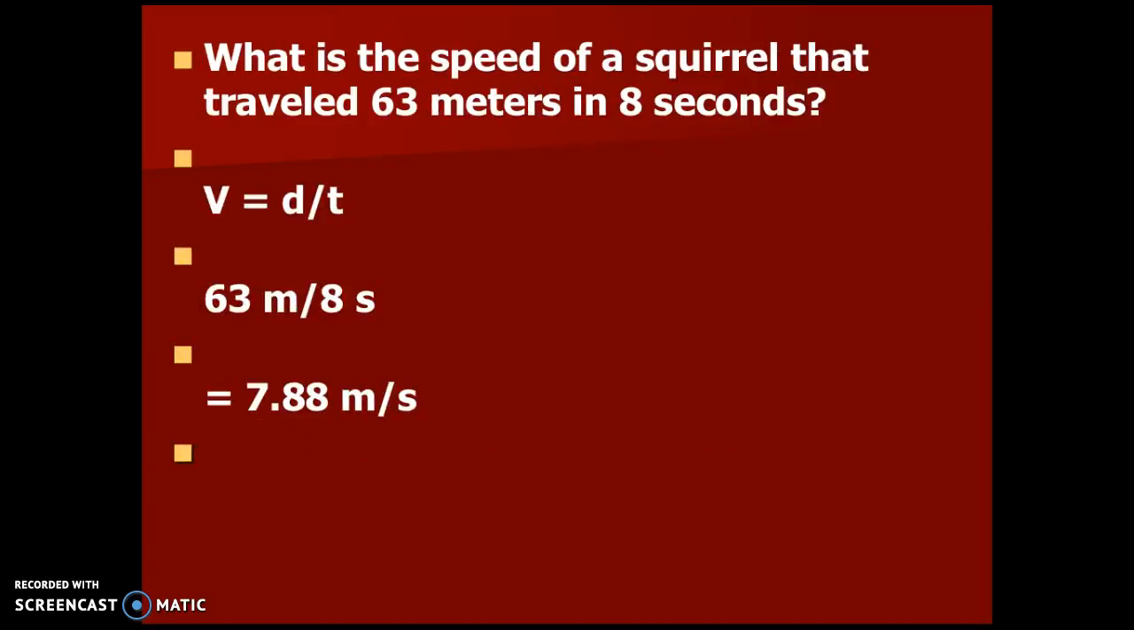So an example problem, what is the speed of a squirrel that traveled 63 meters in 8 seconds? You will cover up the V on your triangle to give you V equals D divided by T. You would take the distance of 63 meters divided by the time of 8 seconds, and it should give you 7.88 meters per second for this speedy little squirrel.